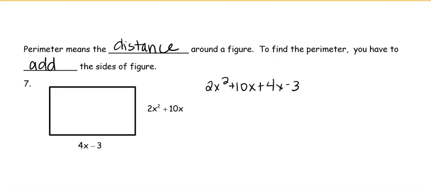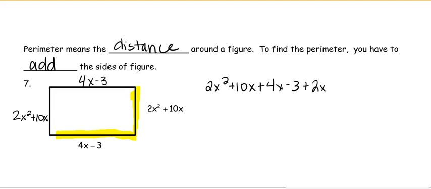Does that give me the whole perimeter? So we have here and we have here. Did that cover the whole perimeter? And I hope you're thinking, no, you're crazy. So this side, because it's a rectangle, is the same distance. And so that would mean that this is 4x minus 3. So we have to add all of the sides. Okay, so now we have covered the rest of the shape.